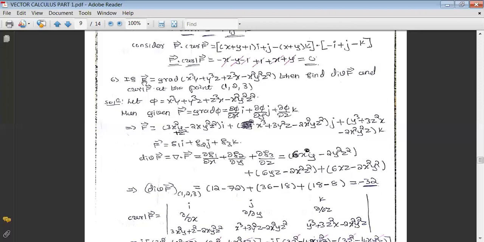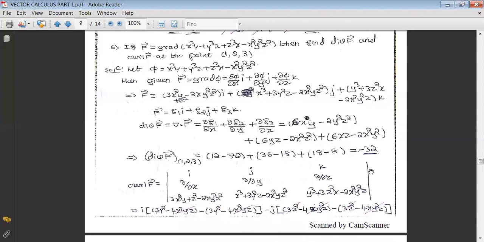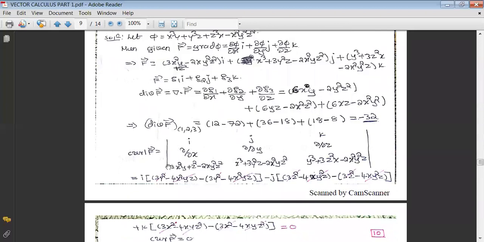For a given vector which is given by the gradient of this scalar, we are going to get this vector. If you calculate the divergence for this vector at the point 1, 2, 3, its value is going to be minus 32. Now let us concentrate on the curl of this.